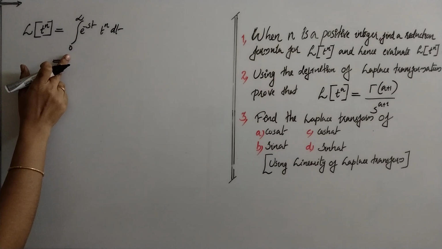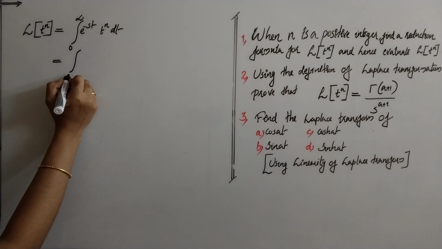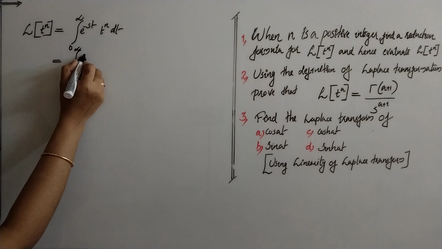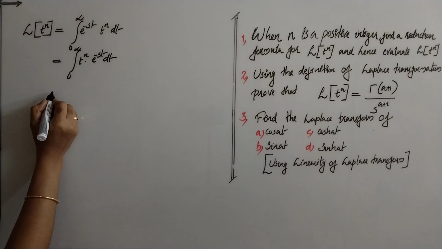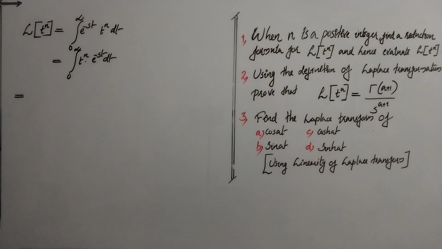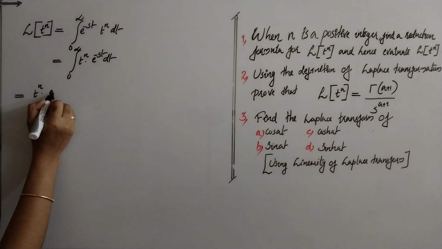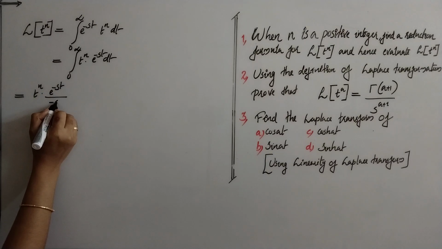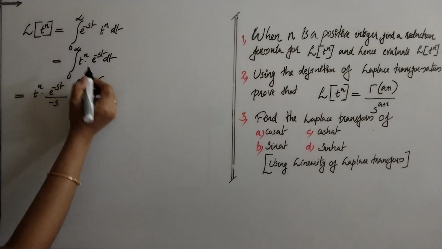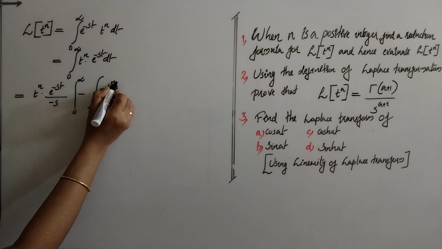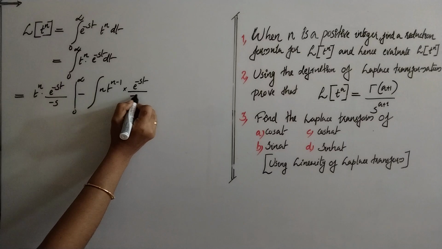Here, to integrate this function, t raised to n will come first and the exponential will come second. So this becomes integral 0 to infinity t raised to n into e raised to minus st dt. This is equal to first function into integral of second, that is e raised to minus st divided by minus s, limits varying from 0 to infinity, minus integral of derivative of first function into integral of second function.